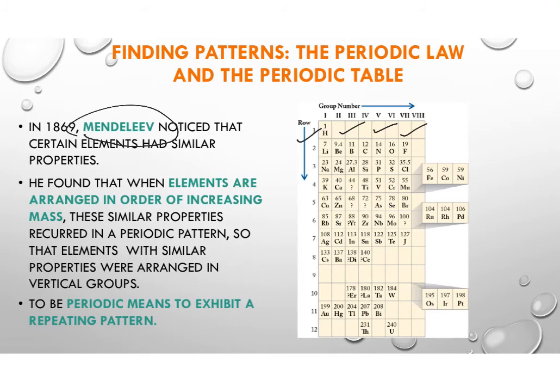And when he lined them up by mass in a certain order, he found that there were elements that had similar properties. So for example, lithium and sodium had similar properties. Carbon and silicon had similar properties. And so it got the name periodic table. Periodic means something that repeats with a regular pattern. So in the periodic table, the properties of elements repeat.